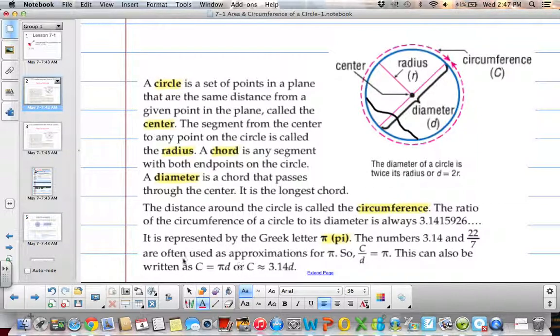So therefore, here we have circumference divided by diameter equals pi. If we multiply both sides by diameter to get rid of our d, we would have C equals pi times diameter, and that's how we get circumference.